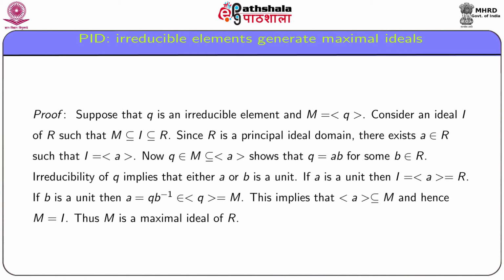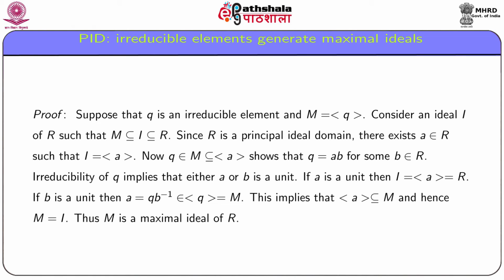Here assume that Q is an irreducible element and the ideal generated by Q is denoted by M. To prove that M is maximal, suppose there is an ideal I of R in between M and R. Since R is a principal ideal domain, there exists an element A in R which generates I. Then Q belongs to the ideal generated by A, and hence Q is equal to A times B for some B in R. Since Q is irreducible, we have either A is a unit or B is a unit.